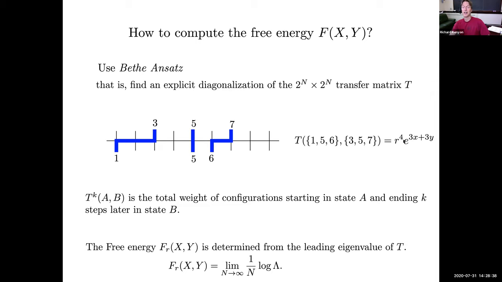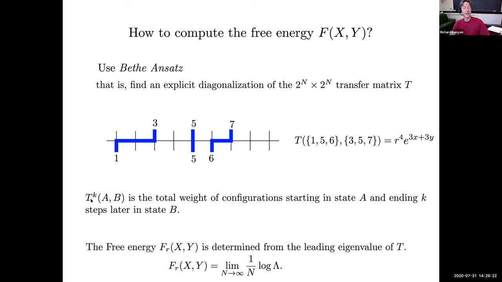If I take two subsets, I get a weight, which is 0 if they're not weakly interlaced. But if they are interlaced, like in the figure here, then you get a certain weight. In this case, the weight is R to the fourth, because there are 4 corners, 1, 2, 3, 4. And then there's e to the 3X, that should be a capital X, because there are 3 particles here. I get 3 new vertical lines, if you like, and I also get 3 horizontal lines. That's why I get the 3 capital Y here. All right, that is the entry in the matrix. So it's just a simple matrix with entries which are monomials in R, e to the X, and e to the Y.